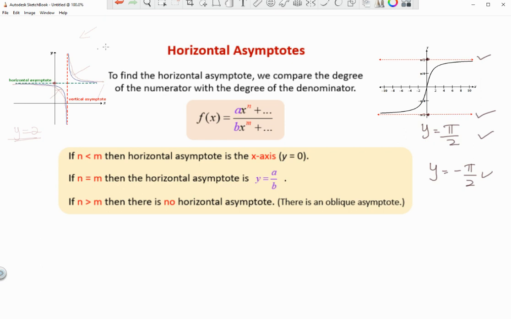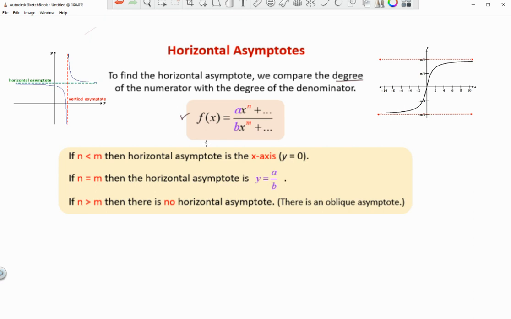So now that you have some idea how to find the horizontal asymptote given a graph, I'm going to be giving you an equation, and from that equation, you will find the horizontal asymptote. But how do we do it? We have a guide here. It says to find the horizontal asymptote, we compare the degree of the numerator with the degree of the denominator. So what is the degree? The degree is the highest exponent that you can find in your numerator, and of course you will compare them first.